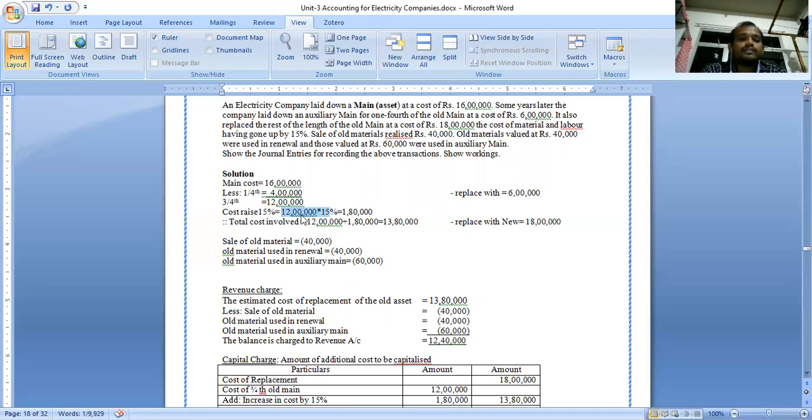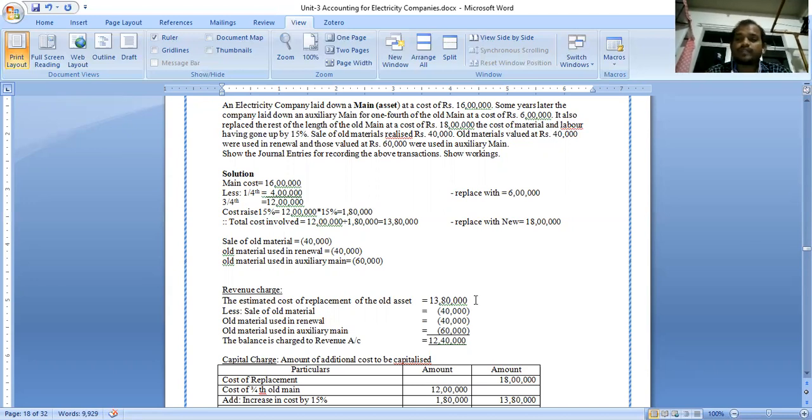See, 12 lakhs is the 3/4 main, and the cost of material and labor has gone up by 15%. In the present days, the cost of material and labor is different, so it is raised. It is simply stating that we have to estimate how much cost is involved in the old asset. So the estimated cost of replacement of the old asset is 13 lakh 80,000.